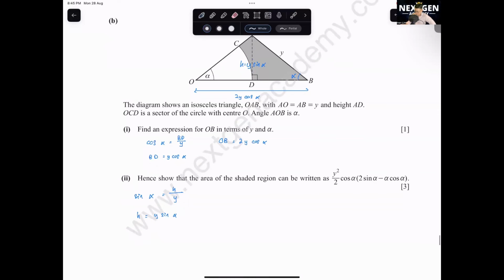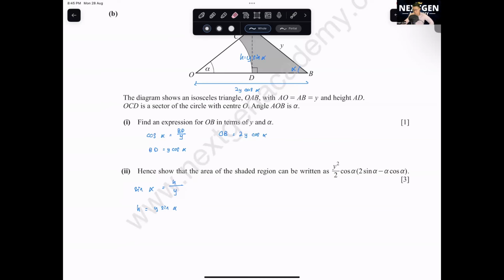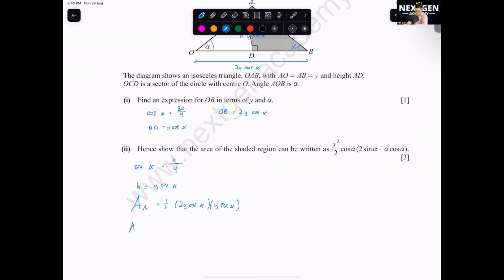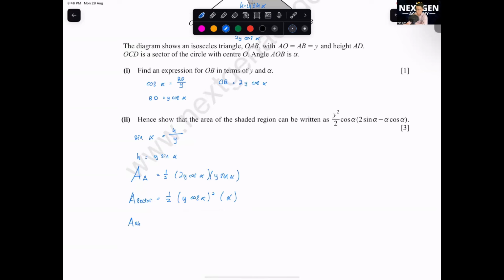We find the area of the triangle. Half times base, which is 2y cos alpha, times height, y sine alpha. Area of sector, the non-shaded area, will be half r square theta. So here your r square is y cos alpha square. Your angle is alpha. So the area of the shaded, you will take area of triangle minus area of sector.